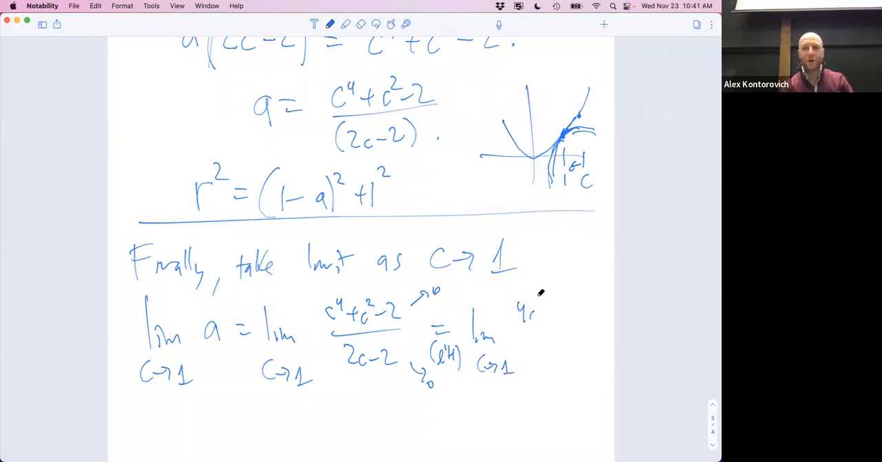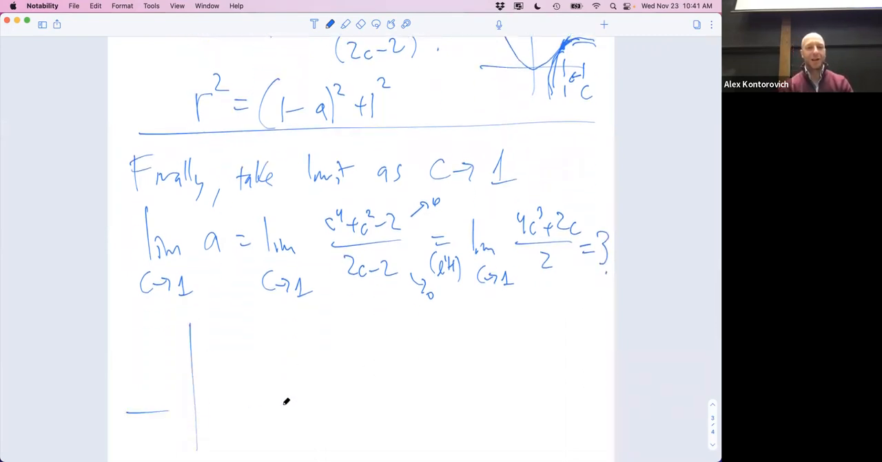What's this? 4c cubed. Of course, Descartes did not have L'Hopital. L'Hopital is 100 years later, just for reference. Not 180, whatever. 2c on top. On the bottom, I just get a 2. So what happens? Did I do that right? 6 over 2 is 3. So c is equal to 3. That means that circle, that optimal circle, should be centered at the point 3, 0.